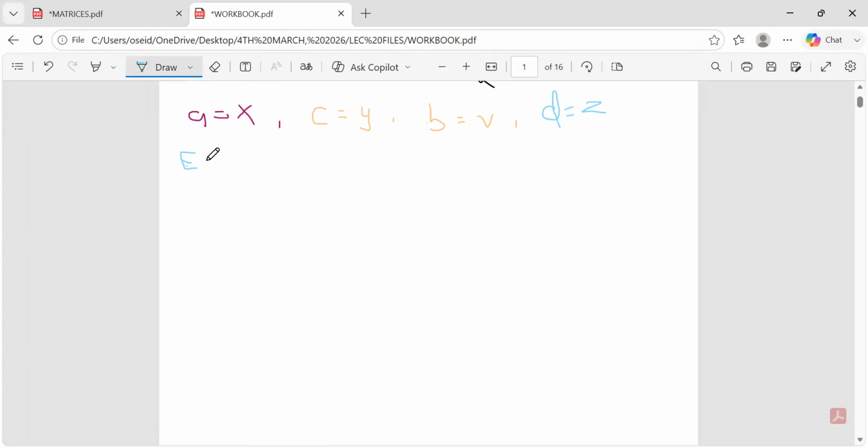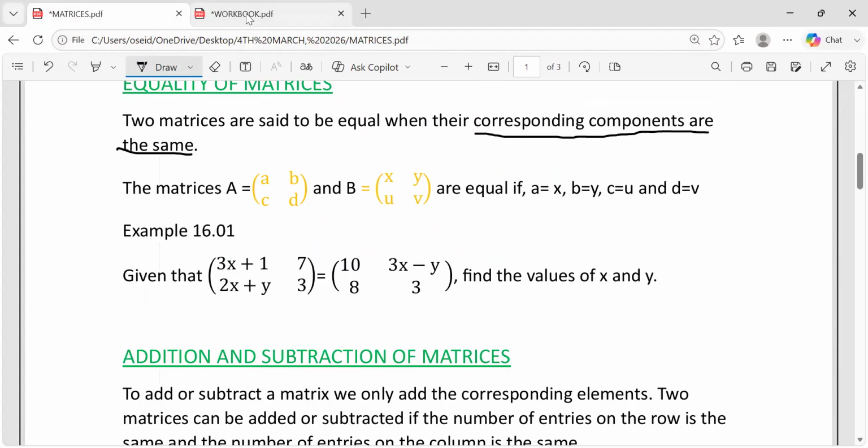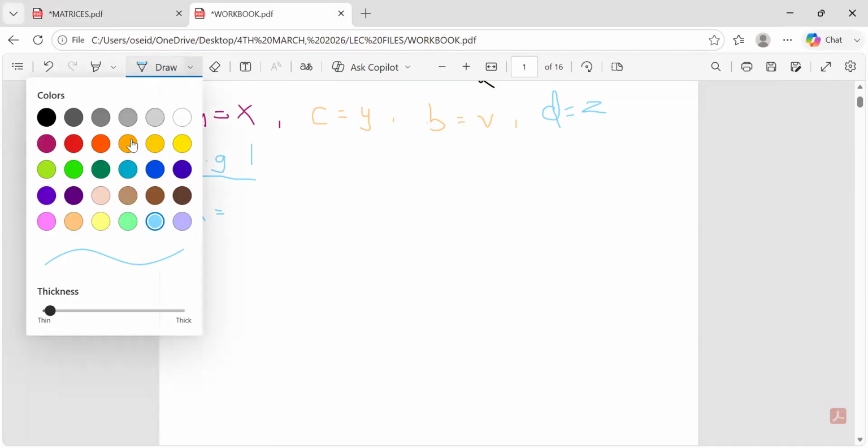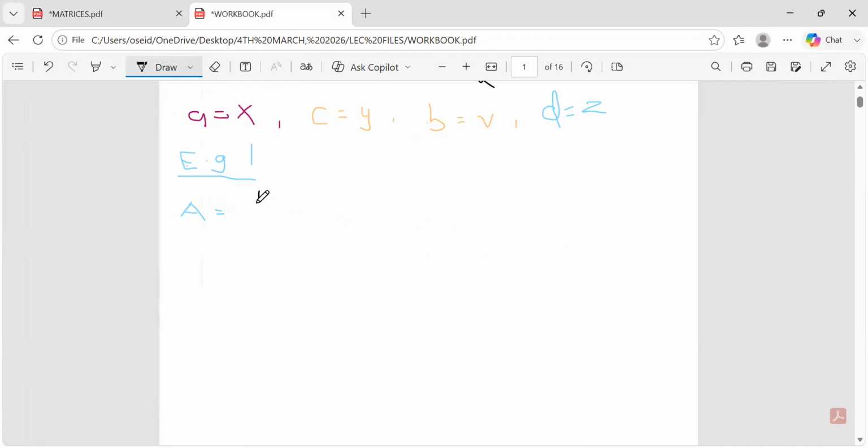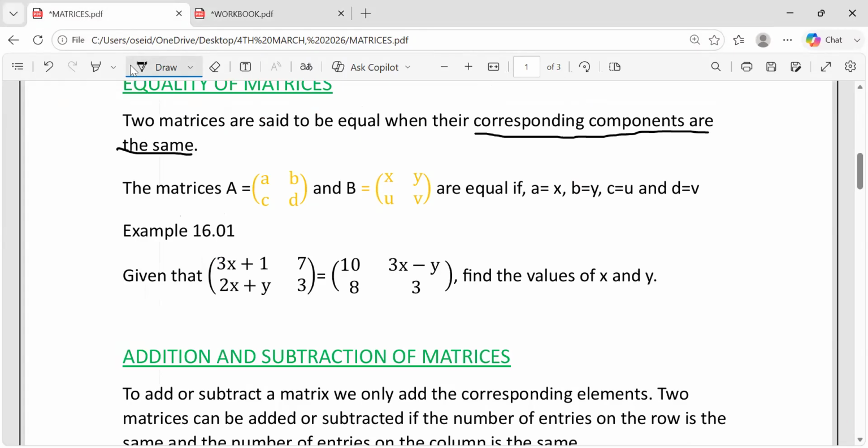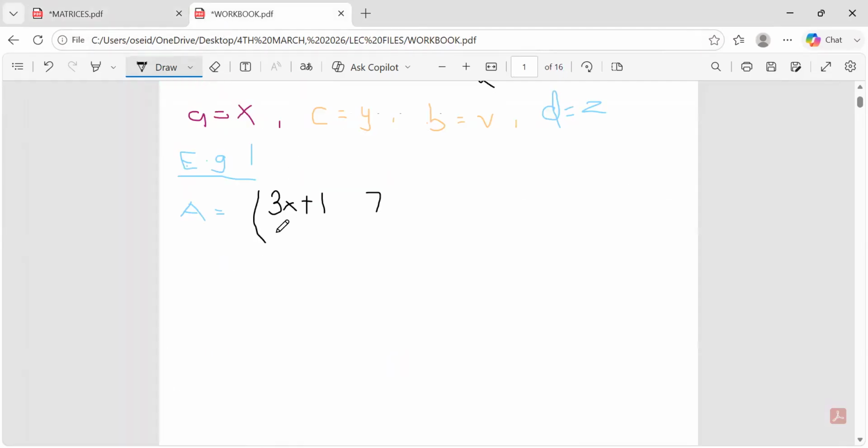Example one, or trial one. We have matrix A, which equals 3x plus 1, 7, and 2xy plus 3 and 2x plus y and 3.